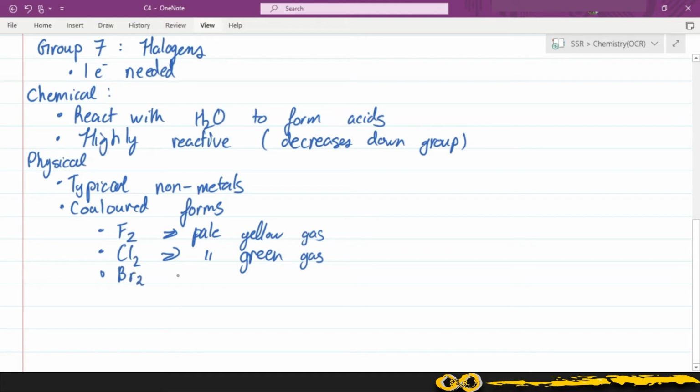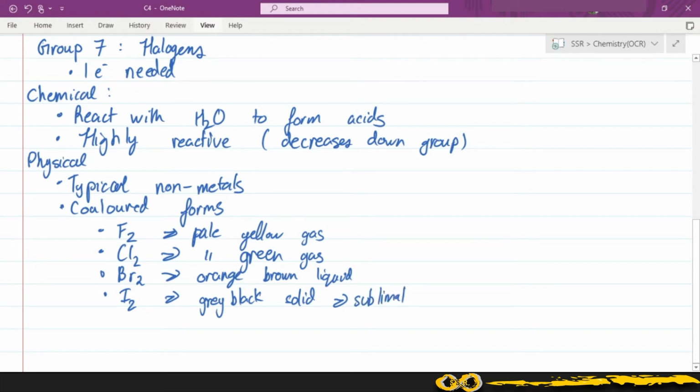Bromine is an orange or brown liquid. And these are all properties at room temperature. And then with iodine, we would be looking at a gray solid. However, iodine is able to sublimate, that is to change directly to a gas. And in this case it forms a purple gas.